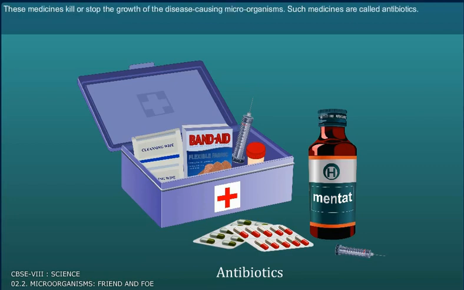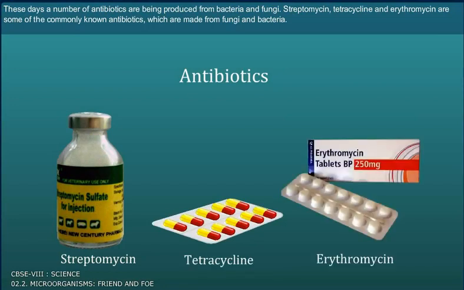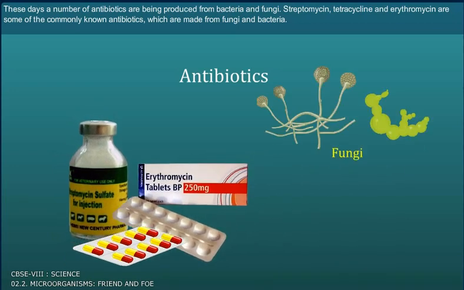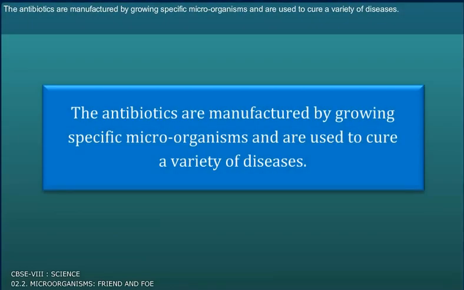The source of these medicines is microorganisms. These medicines kill or stop the growth of disease-causing microorganisms. Such medicines are called antibiotics. These days, a number of antibiotics are being produced from bacteria and fungi. Streptomycin, tetracycline, and erythromycin are some of the commonly known antibiotics which are made from fungi and bacteria. The antibiotics are manufactured by growing specific microorganisms and are used to cure a variety of diseases.